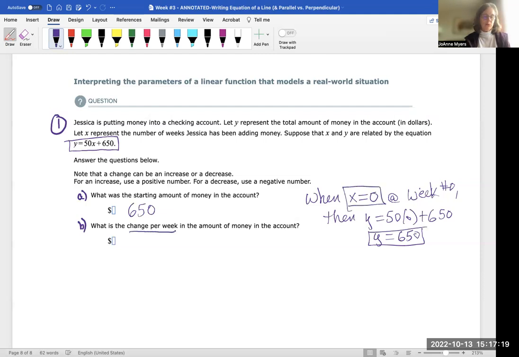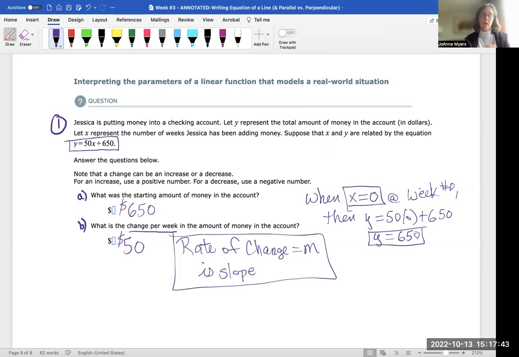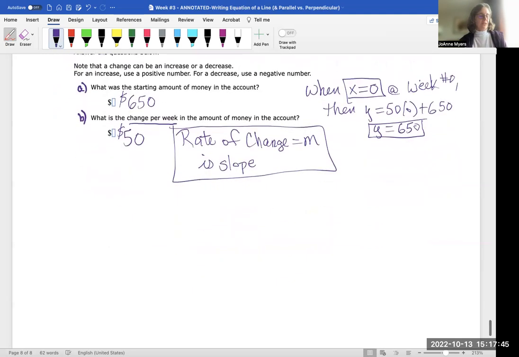What is the change per week? Change per week is $50. This is the rate of change. This is the slope. So in word problems, rate of change is your friend because it tells you the slope. It will also tell you the steepness of your line when you graph the equation.